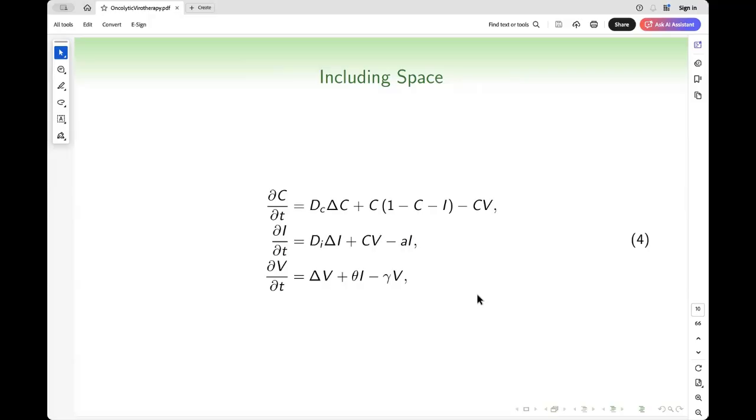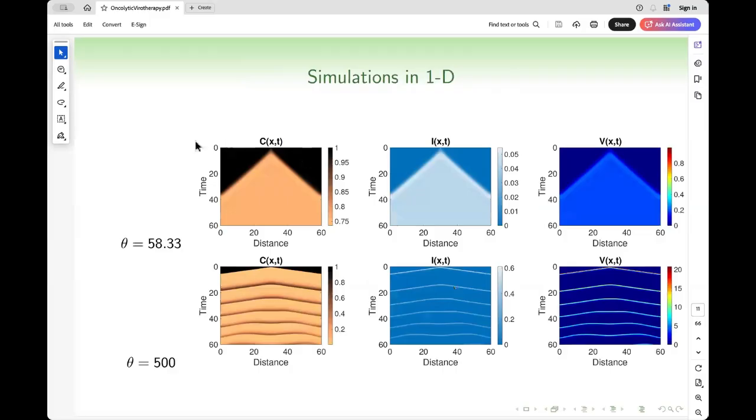And spatially coupled oscillators can do any kind of things. There's the Kuramoto-Sivashinsky model of coupled oscillators, and they can form spirals or rings or pattern formation or spiral waves or chaotic behavior or whatever. So it's really not clear what's going to happen if we add diffusion to the system. So let's look at this in 1D. In 1D here, I look at 2 values. Theta is 58, the case where we have no oscillations, and 500 is a case where we have oscillations.